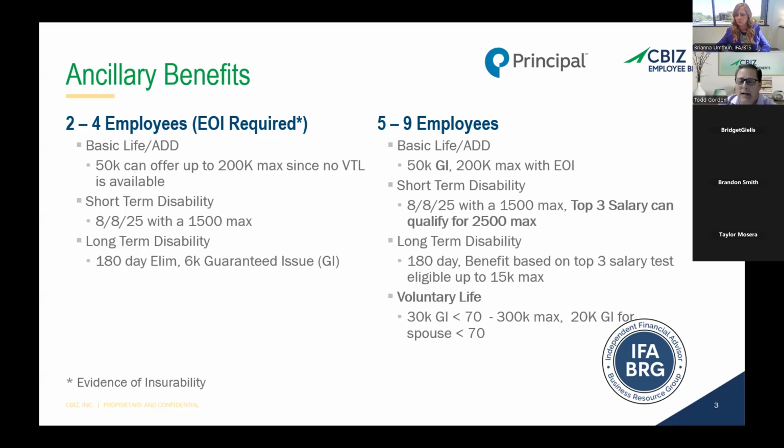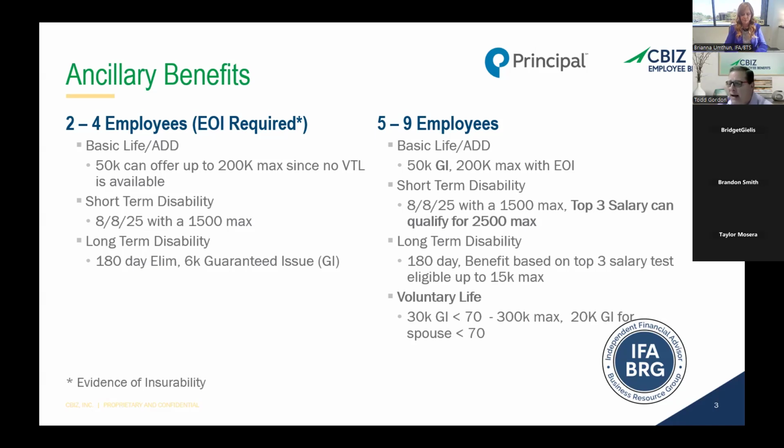And then which category you would fall into would be based on the number of people who would be covered in the program. So you might be an entity of 7 people, 3 being principals, and you want to exclude them, then we have 4 that are participating, and it would fall into the 2 to 4 category. But great question, Brianna.